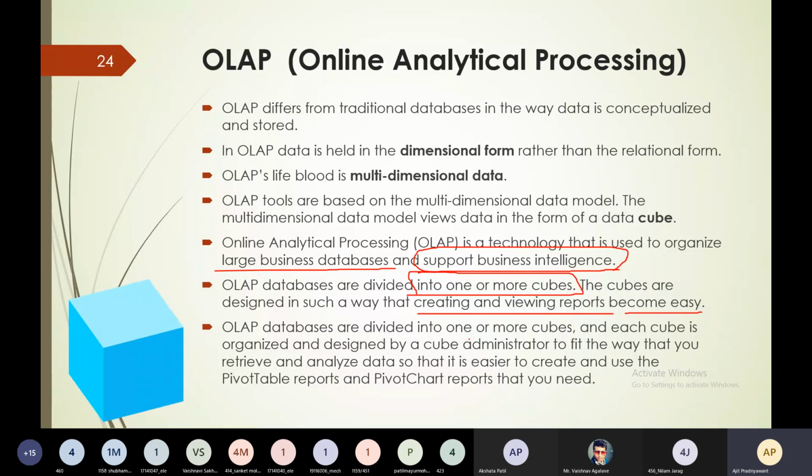Each cube is organized and designed by a cube administrator to fit the way that you retrieve and analyze the data, so that it is easier to create and use the pivot table report and pivot chart report that you need. We are going to learn what these pivot table and pivot chart reports are in detail in coming lectures.